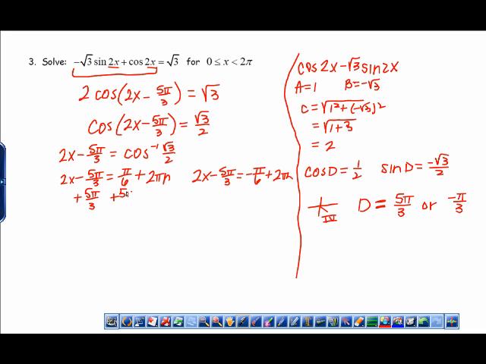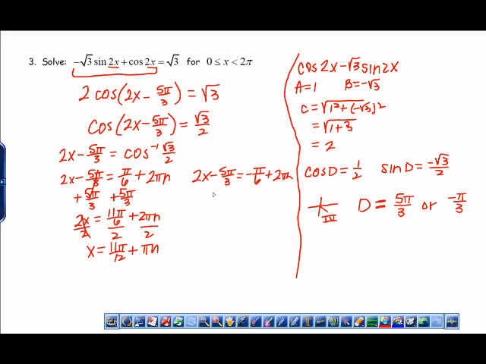All right, now solving for x, adding 5 pi over 3. Now on this side, when you add 5 pi over 3, you need to get a common denominator. So this would be like adding 10 pi over 6. So that's going to give me 11 pi over 6 plus 2 pi n. And then when I divide by 2, I get x equals 11 pi over 12 plus pi n. That's one of my general solutions.